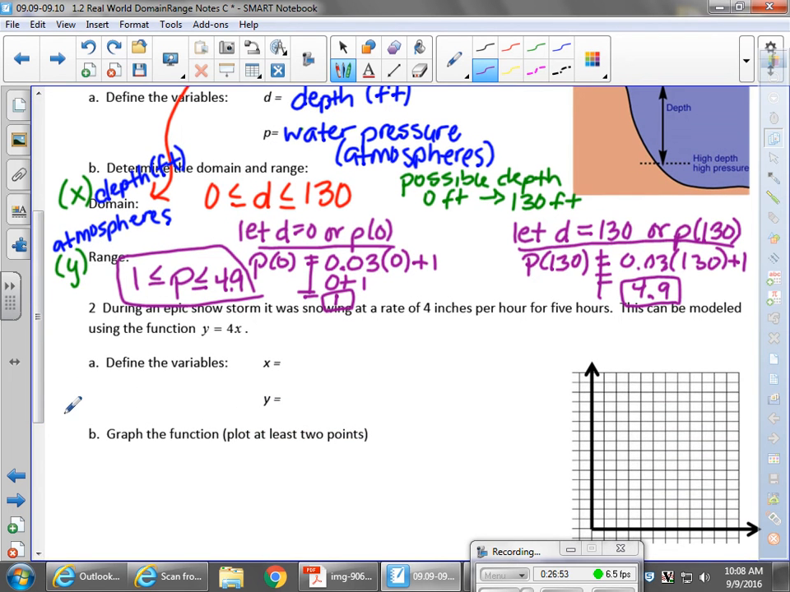During an epic snowstorm, it was snowing at a rate of 4 inches per hour for 5 hours. This can be modeled using this function, y equals 4x. Again, let's define our variables first. Good job. X is hours. And once you know how many hours have gone by, what do you know? Good.